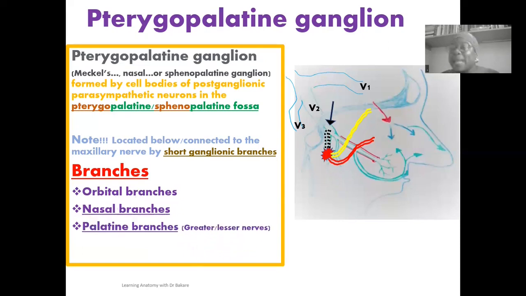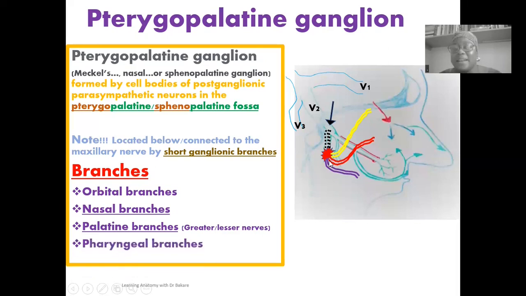Then we have the palatine branches. These are the palatine branches here highlighted in purple. This is directed towards the palate, and of course we'll be supplying structures around that region. So majorly, the palatine branches are seen to contain both the lesser and the greater palatine nerves. So it's good for us to take note of this.